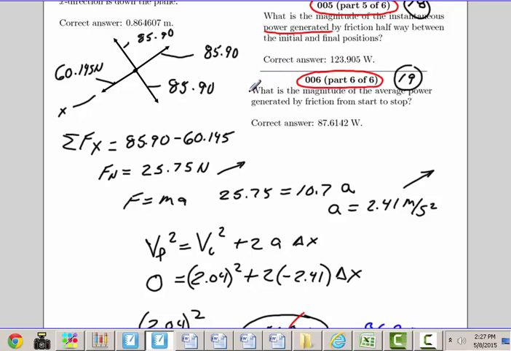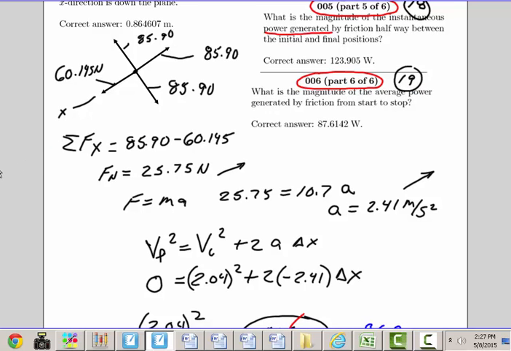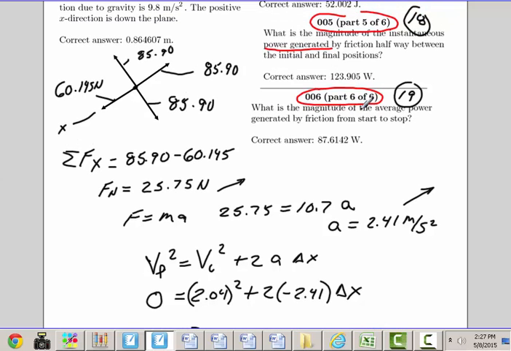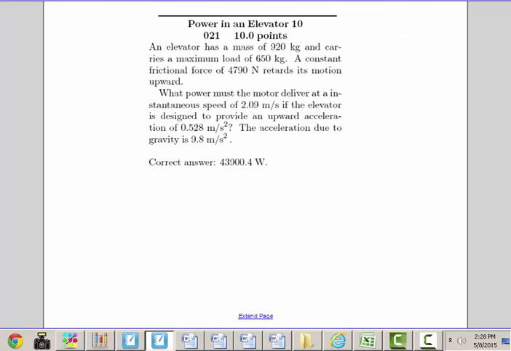All right, so let's talk about this one here. Magnitude average power. The easiest thing for you to do is find out what time is. Oh, this one's been withdrawn? Okay, I don't know why, but it's no problem. Don't worry about it. You must have taken it out. All right, the elevator problem here. Let's go over this one.